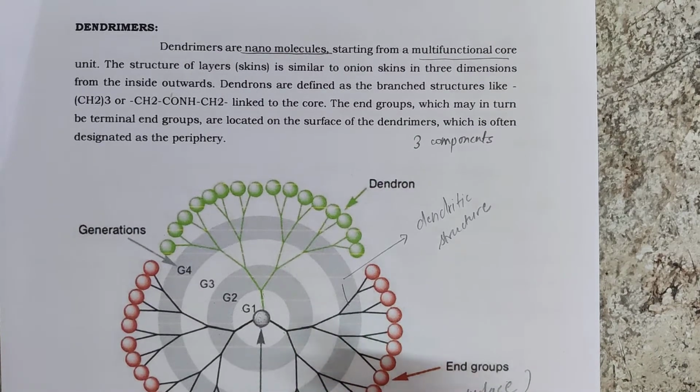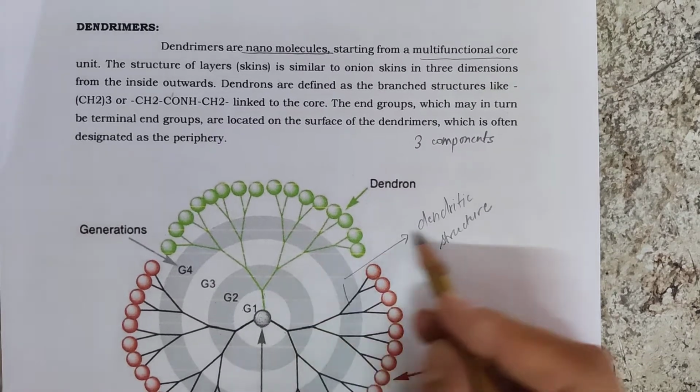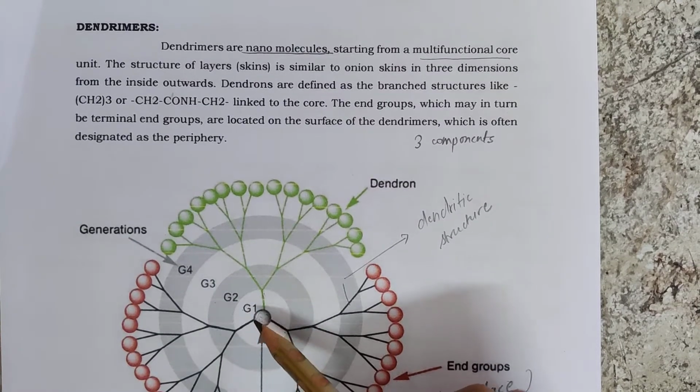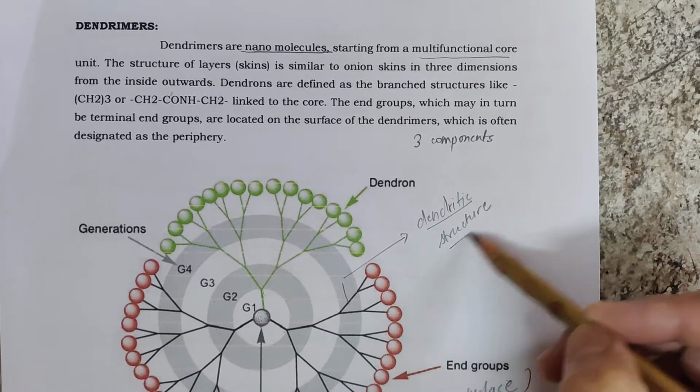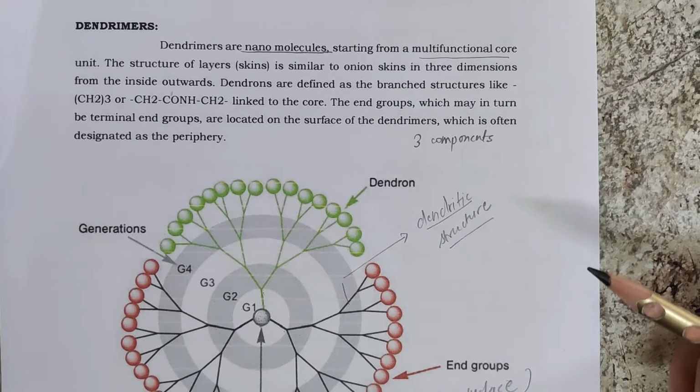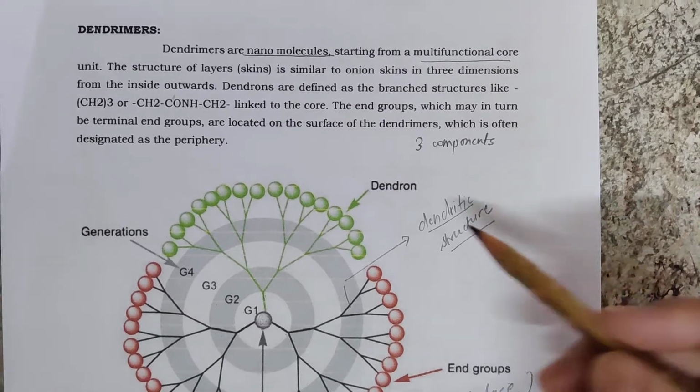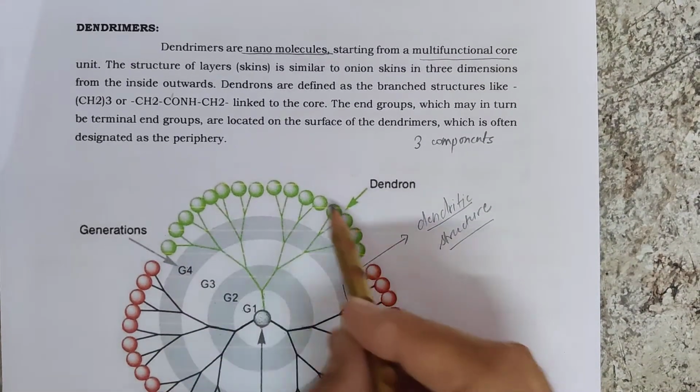So it's like an onion, which has layers of skin one above the other. Similar to that, these dendritic structures are there. These are branching. So the second component is your dendritic structure, and you can also say branching. Third is your exterior surface functional groups.